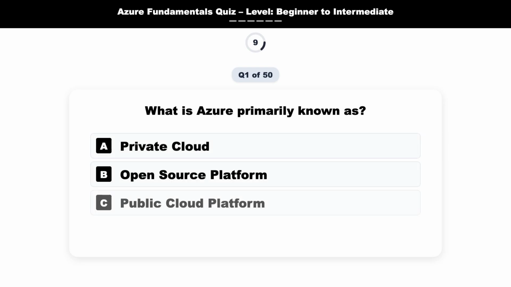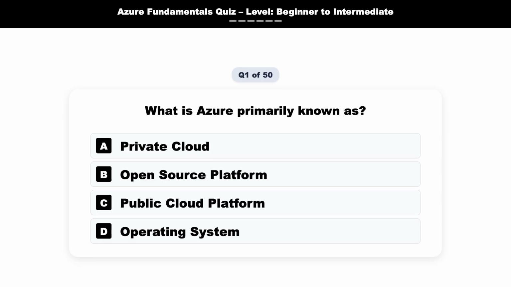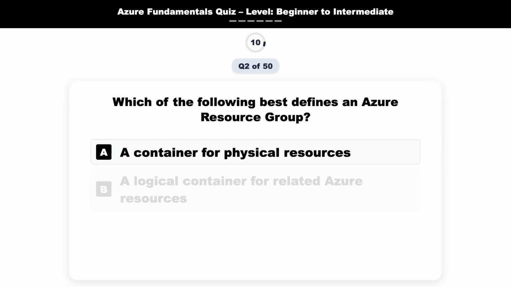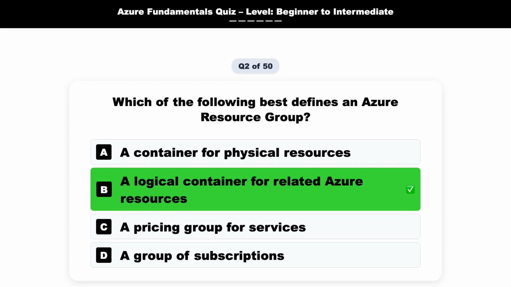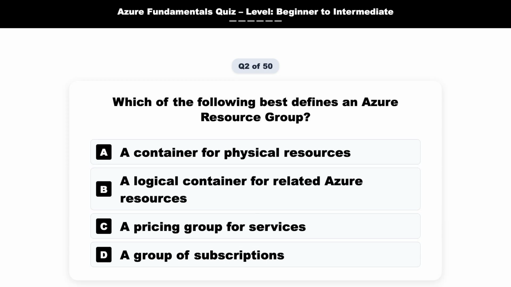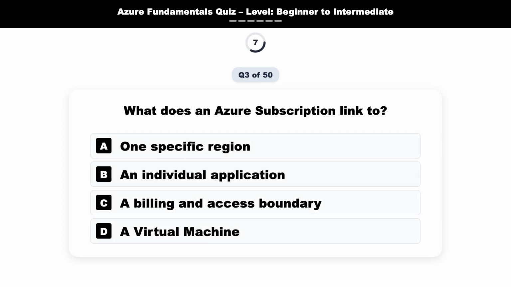Question 1. What is Azure primarily known as? Question 2. Which of the following best defines an Azure resource group? Question 3. What does an Azure subscription link to?